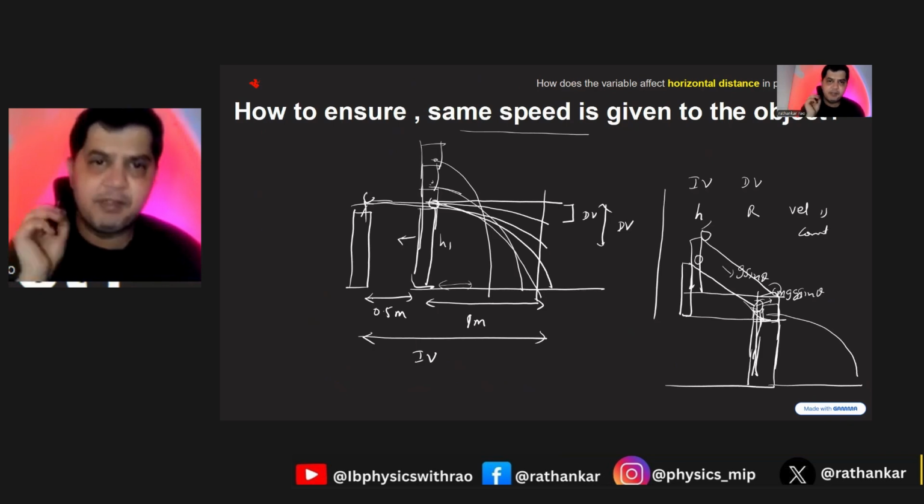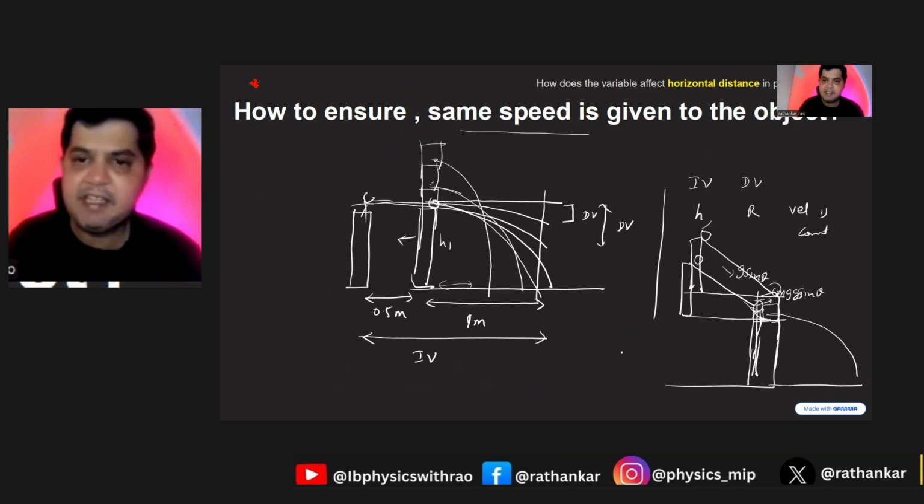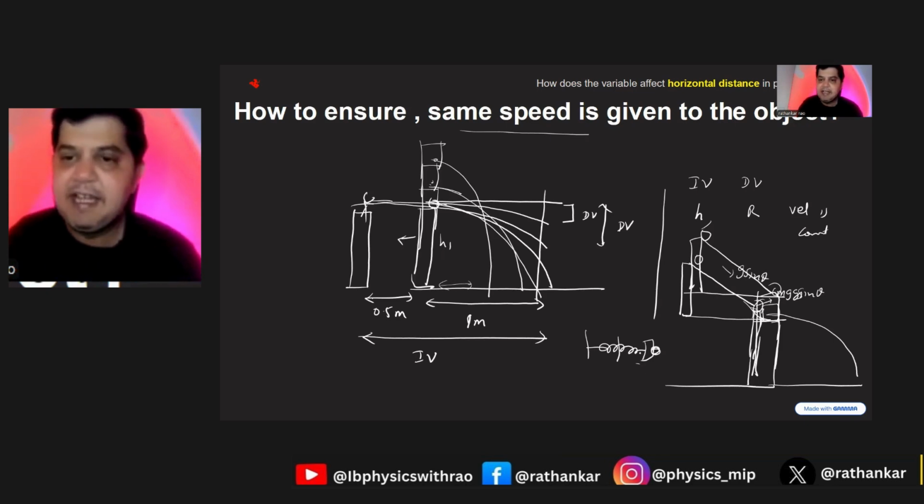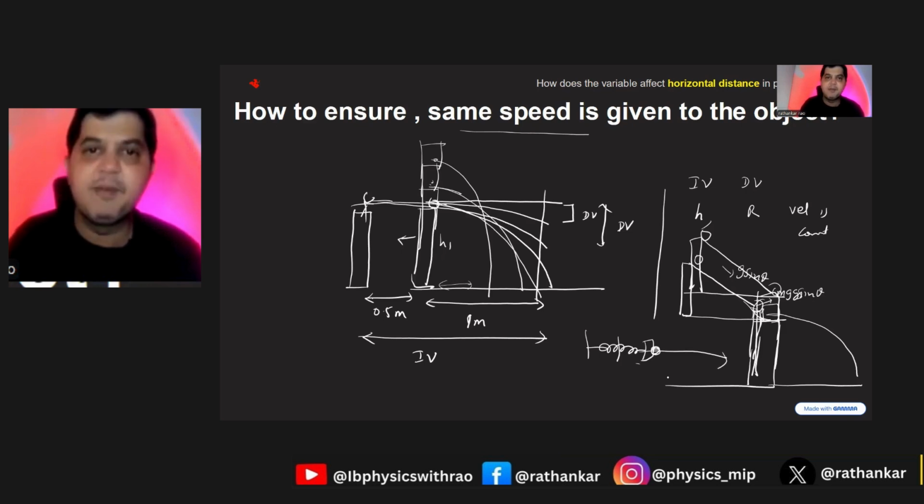There's one more way of doing things also. How do I do it? I can use something like a spring over here, and I can tie the marble or the object over here, compress it to this much length, and release it every time I lift the object. So definitely it will release at the same velocity. That's also possible. Two methods I can do.